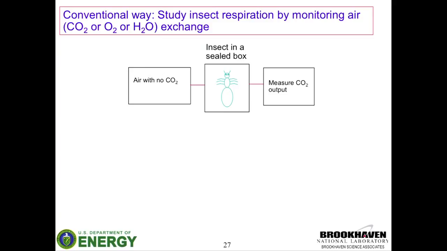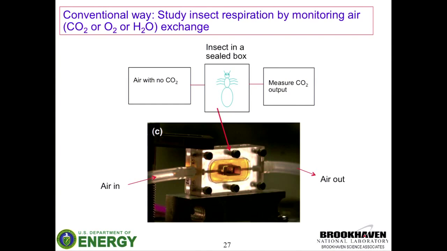So what is the experiment I'm going to talk about? Well, remember I said one way to study insect physiology is by tracking the input and output. So this is what we do here. We put air with no CO2 into a sealed box with the animal, and see how much CO2 is coming out. This tells you about the respiratory metabolic rate of the animal, right? Just like us breathing in oxygen, breathing out CO2. And this is what it looks like. The animal is in this little container here, and we monitor the air in and air out, and we do X-rays at the same time.